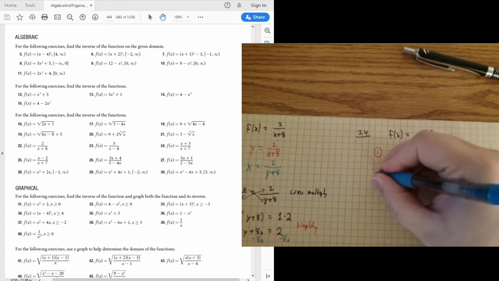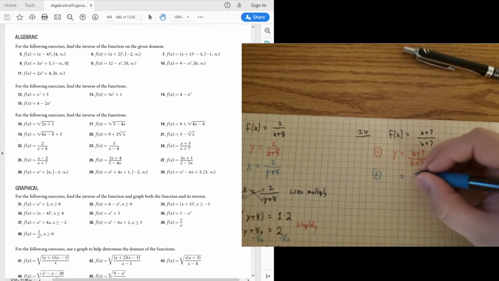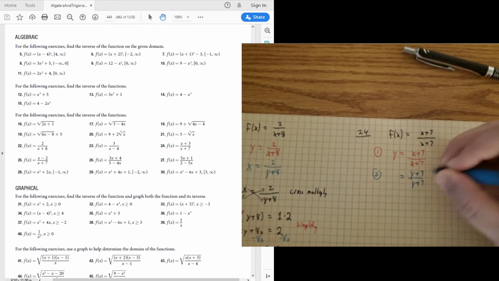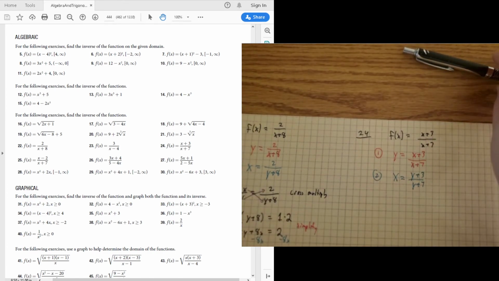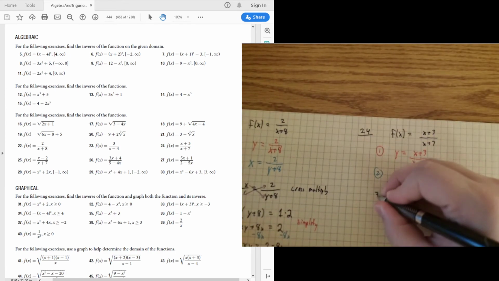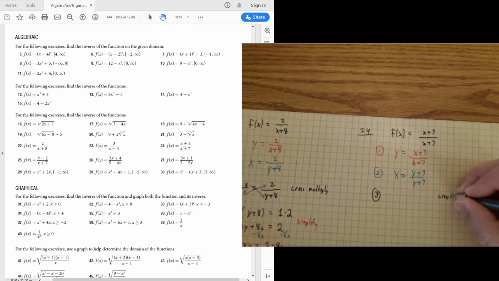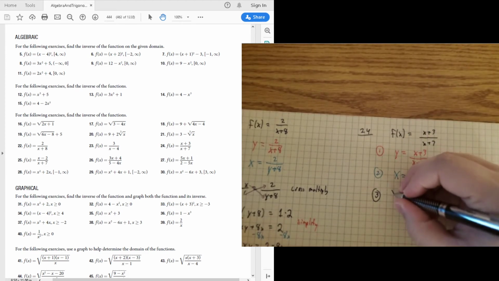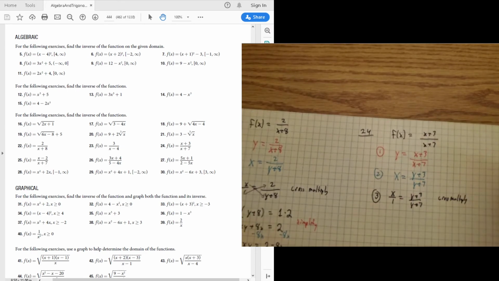Next, step 2. Everywhere there used to be an x, we're going to replace with y. So y plus 3 over y plus 7. Everywhere there used to be a y, we're going to replace with x. All right, step 3. We're going to cross multiply by writing this as x over 1 equals y plus 3 over y plus 7.